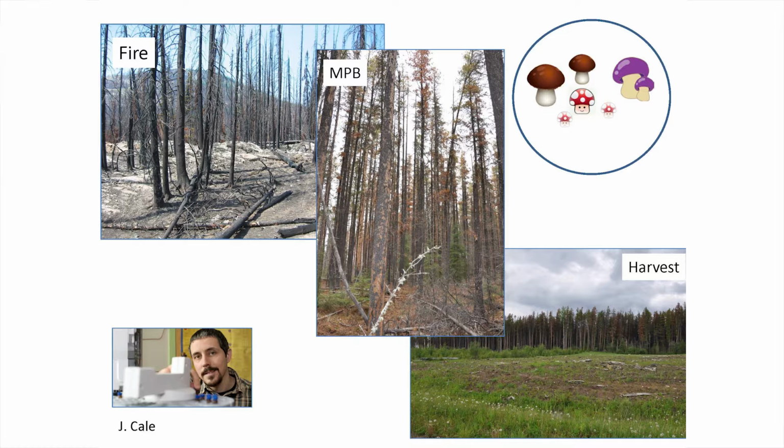So we'll sample fungal communities and soils of burn sites, beetle-killed stands, harvested sites, and then look to compare. So are they similar? Are they different? Again, trying to figure out, is there something special about beetle-killed stands, or are the fungi just responding to disturbance per se?